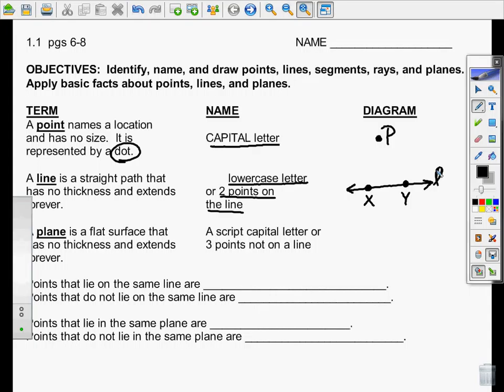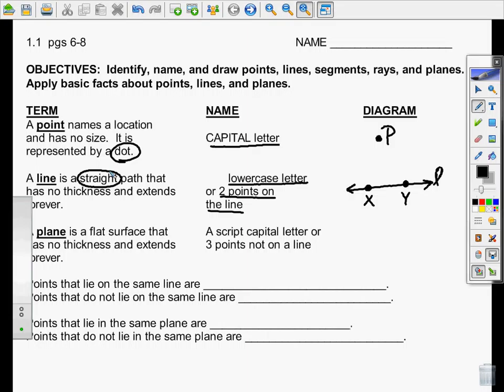So anyway, just wanted to point that out to you, that a line has no thickness, extends forever in either direction. So let's circle the word straight, okay? And we're going to see arrows on either end of a line. That's technically a line. If you don't see arrows, that would be a segment. So a little bit different there.